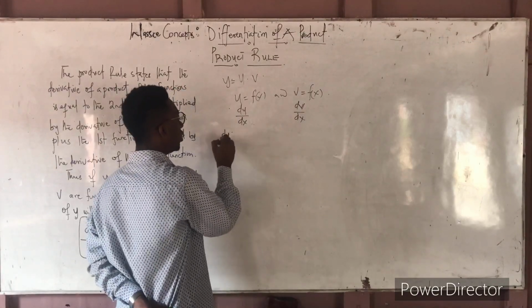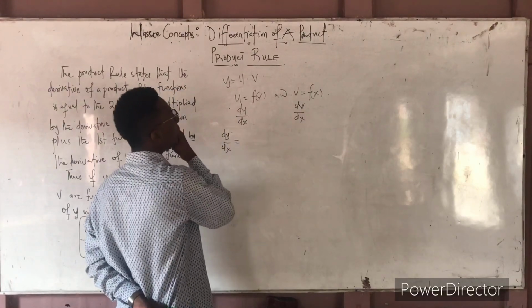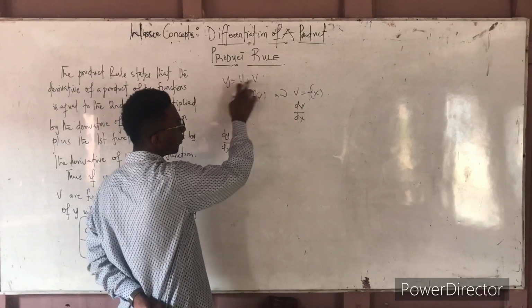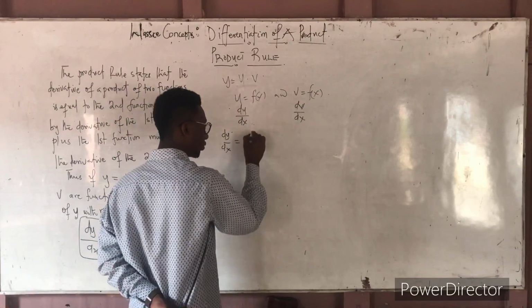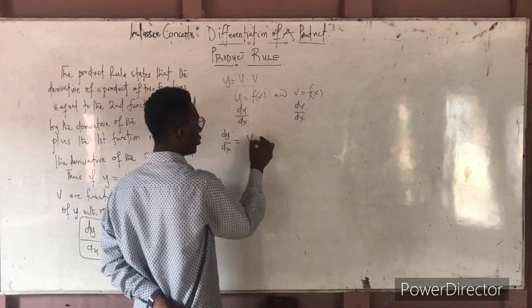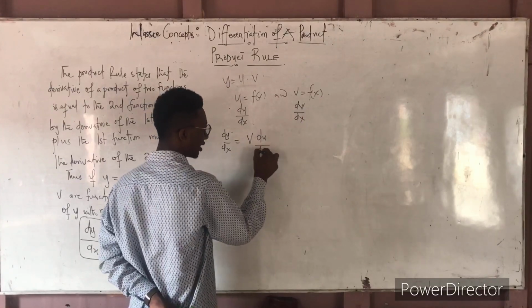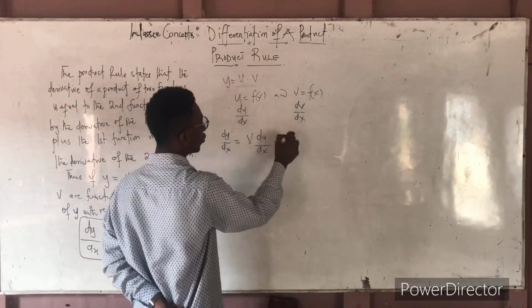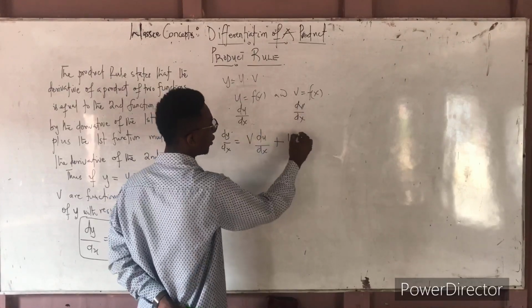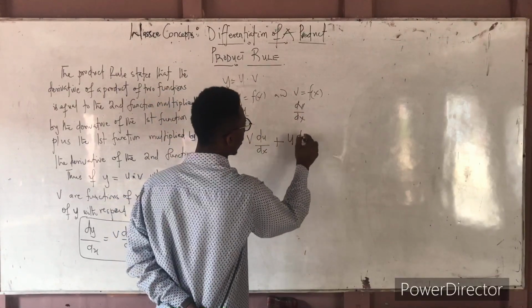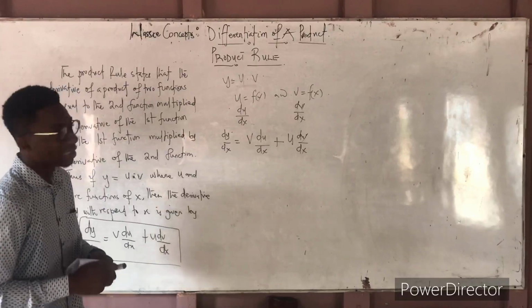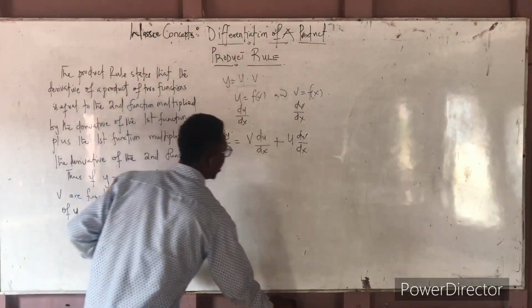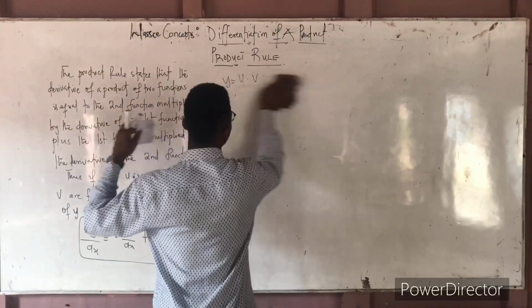So therefore, the derivative of the product of the two functions becomes v times du/dx plus u times the derivative of the second function, dv/dx. And this is what we term the product rule. Let's take some two examples on this.